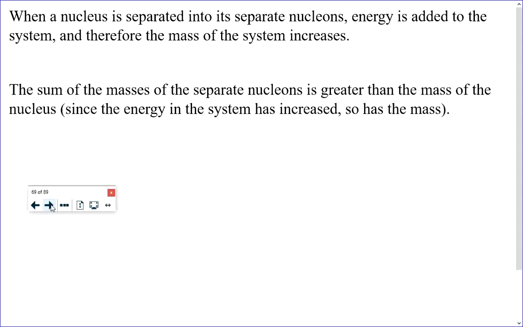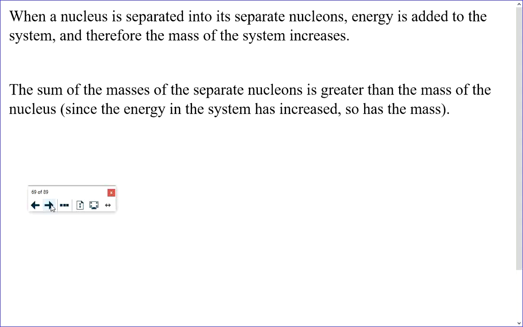when you separate a nucleus into its nucleons, you have to add a significant amount of energy, because you have to overcome the strong nuclear forces. And when you add that energy, you add mass to the system. This is crazy. I know it is. It doesn't make sense. But it's a fact. The sum of the masses of the separate nucleons will be greater than the mass of the assembled nucleus.